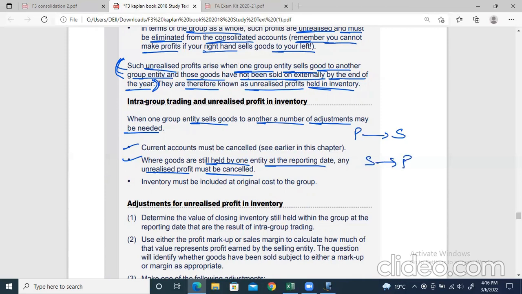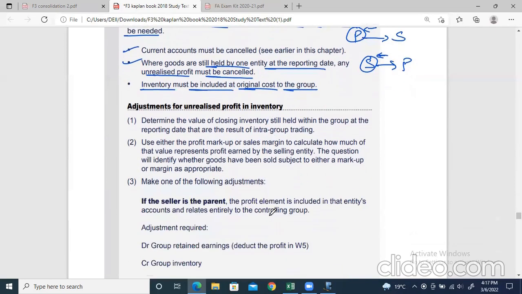So if parent is selling to subsidiary, who will be earning the profit? The parent, right? And vice versa. Similarly, if subsidiary is selling to the parent, now who is the owner of the profit? The subsidiary. So in this case, the subsidiary will have to account for unrealized profit. In the other case, the parent will have to account for it. Okay. Now inventory must be included at original cost to the group. We already know this. Okay, now these are the same adjustments again.